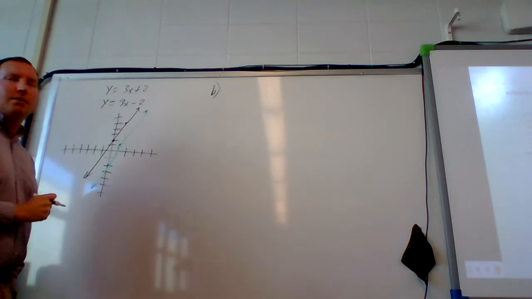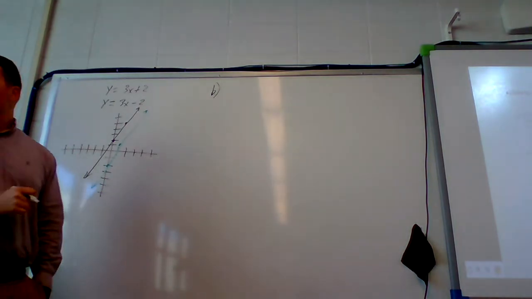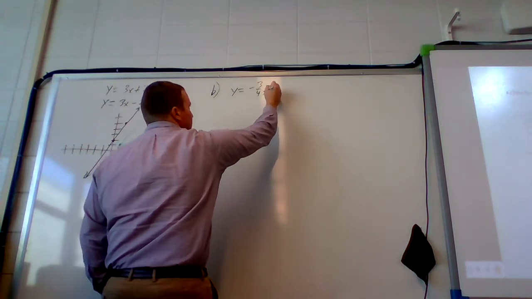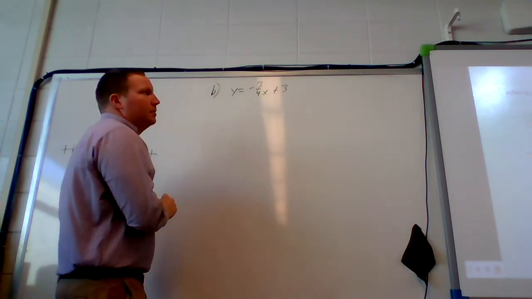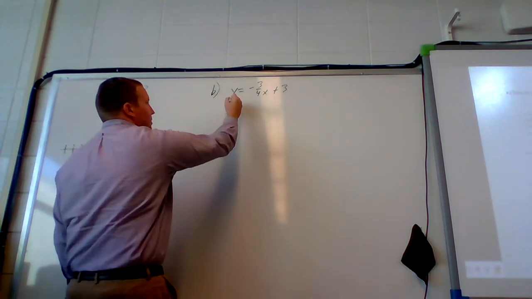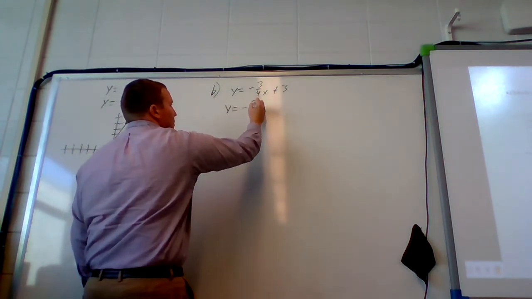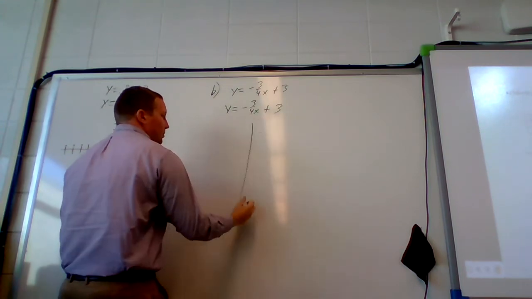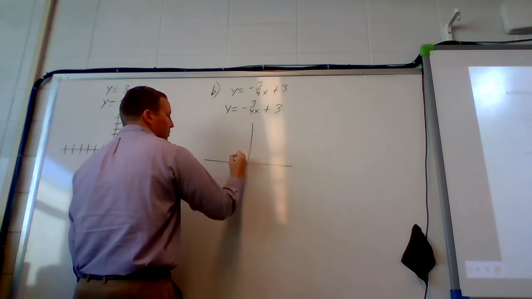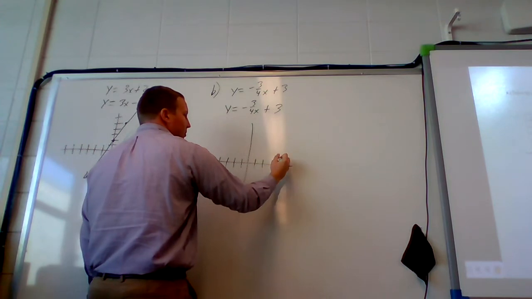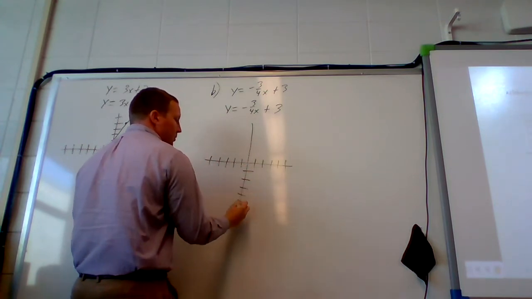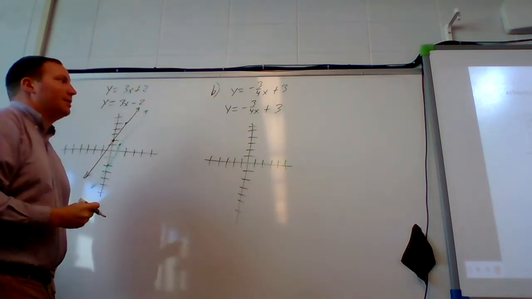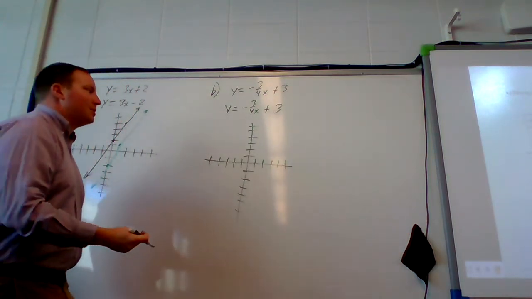If we look at B, we have y equals negative 3/4 x plus 3, and our second one, y equals negative 3/4 x plus 3. What do we know about these two equations? They're the same, so how many solutions are we going to have? Infinitely many, right? They're the same line, same equation.